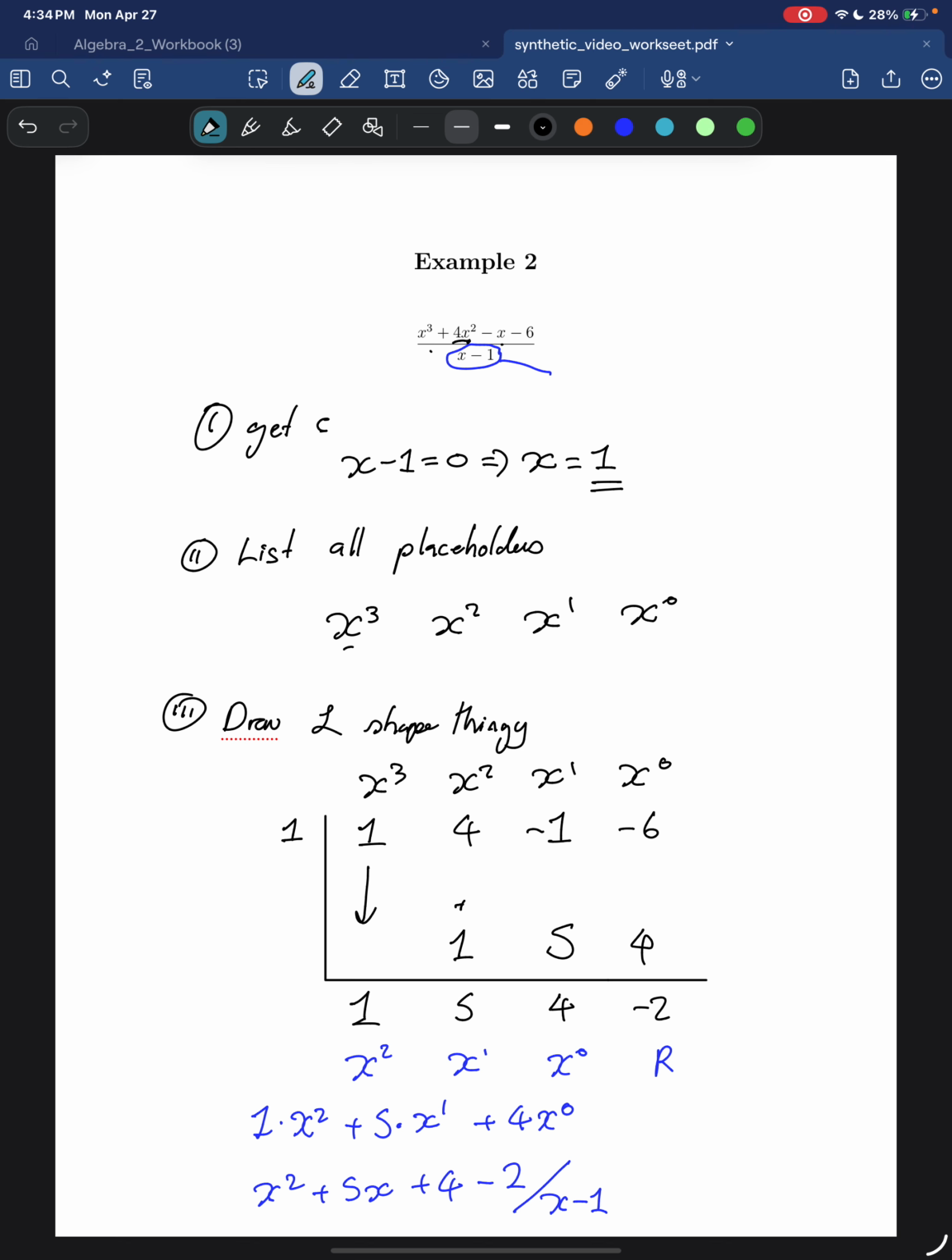All right. This is the second to last thing we'll be dealing with on synthetic division. We're almost done, and then we'll move on to inverse functions and composite functions.